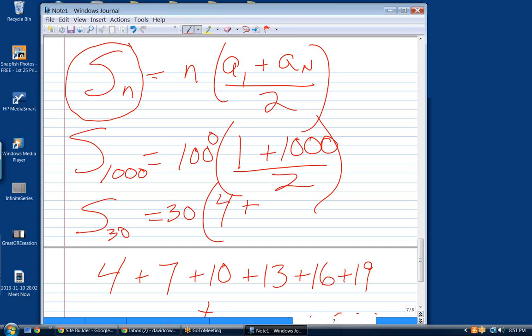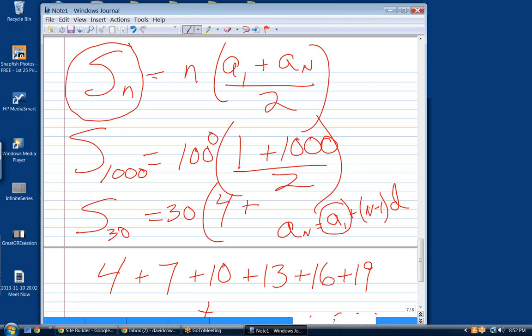So in order to get a sub 30, we need to go back and use the explicit definition for the 30th term of an arithmetic series. Well, a sub n is equal to what? A sub n is equal to a sub 1 plus n minus 1 times d.